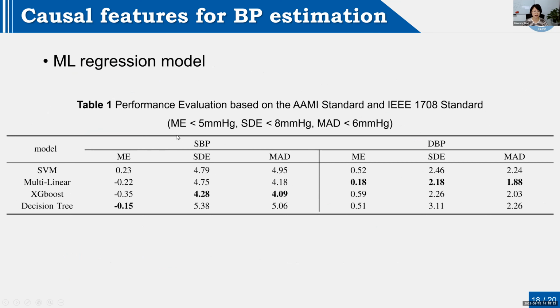And to further explore whether the causal features would help to estimate the blood pressure, we simply developed some simple machine learning regression models to see their estimation performance. And we found that for the XGBoost, it can give an estimation standard deviation of about 4 millimeters of mercury. And for DBP, it can get about 2 millimeters of mercury. And the comparison of these features with other features is also ongoing.